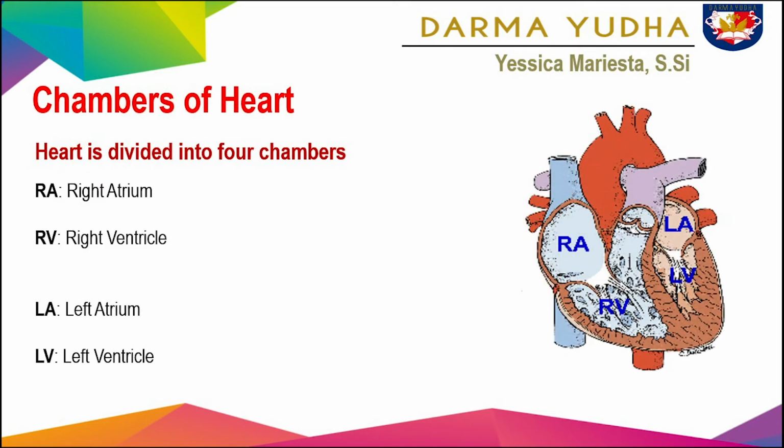The chambers of the heart. I have mentioned that the heart consists of 4 chambers. RA stands for the right atrium, RV stands for the right ventricle, LA stands for the left atrium, and LV stands for the left ventricle. So there are a total of 4 chambers of the heart.